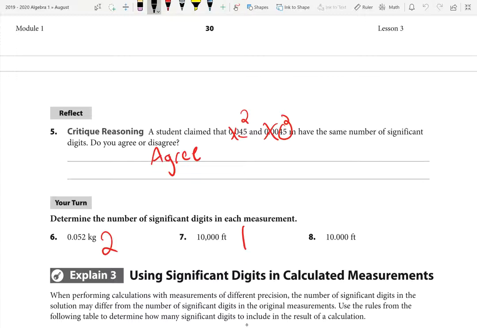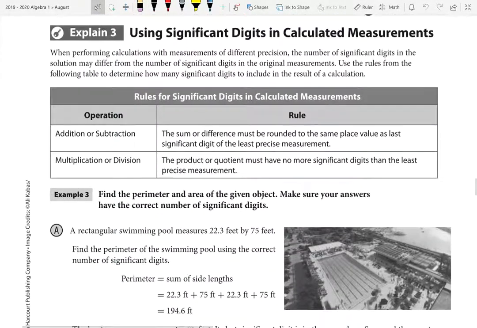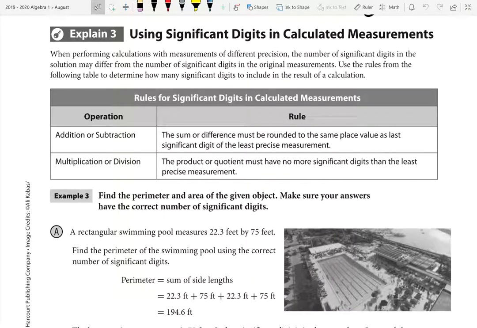It's very, very strange. I know it's very, very strange. I can't really explain why the rules are that way, but they just are that way. So let's try to read this. Maybe it'll help us a little bit better, or maybe it'll just confuse us even more. We'll see. When performing calculations with measurements of different precision, the number of significant digits in the solution may differ from the number of significant digits in the original measurements. Use the rules from the following table to determine how many significant digits to include in the result of a calculation. This is the part that really doesn't make sense.